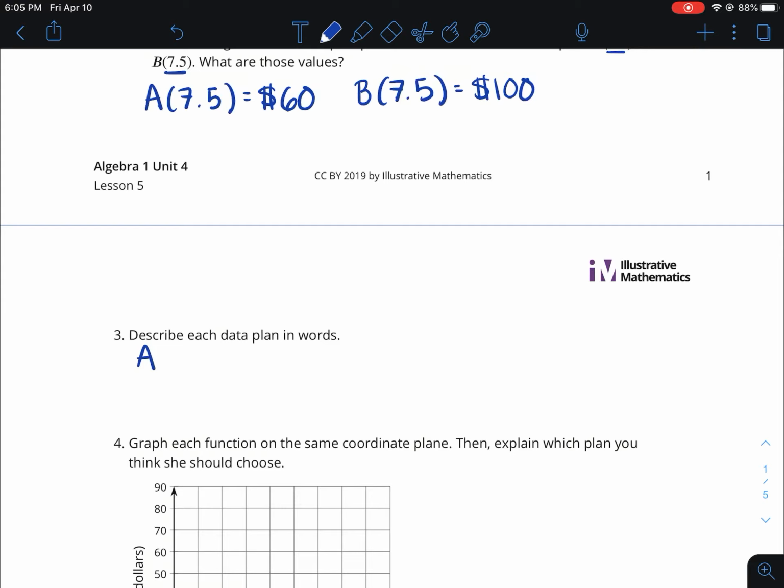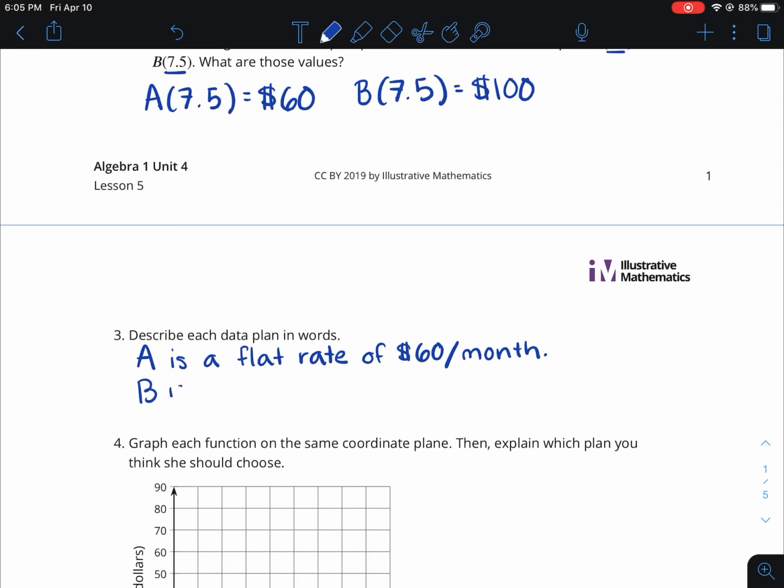Describe each data plan in words. So A of x, okay, so A is a flat rate of $60 per month. I say flat rate because there's nothing added. That's just how much you pay. So that plan's probably better if you use a lot more data than what they allow.